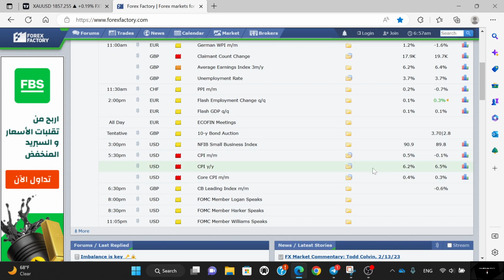So if the CPI data is green and positive, then gold will move down. If the data result is red and negative, then gold will move up.